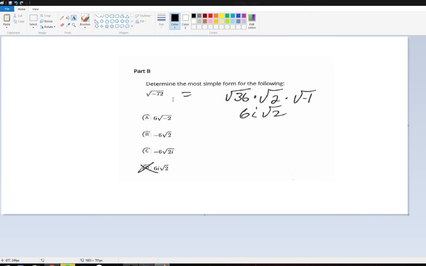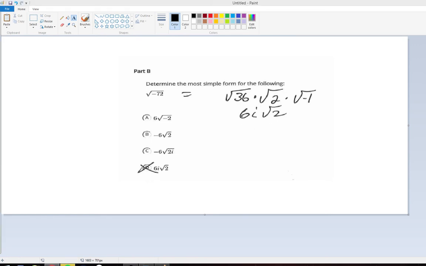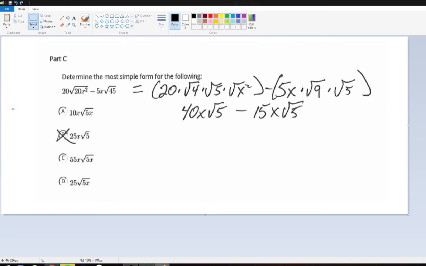That's what I did. And in this instance, it would be 36, and it's negative, so don't forget, you gotta get that i. So the square root of 36, you got 6. And 2 can't be simplified any further without a calculator, so you just put 2. 6i square root of 2. Nice and simple.